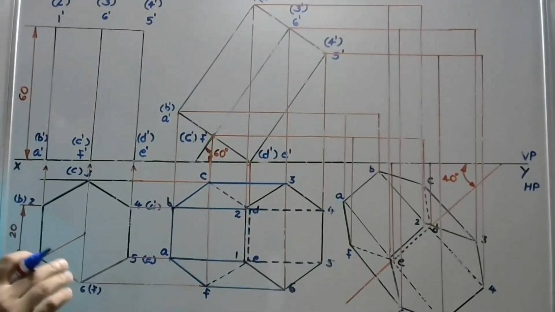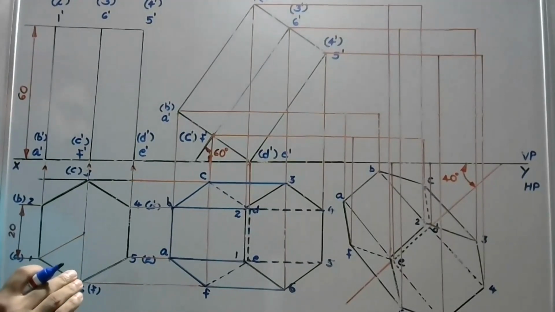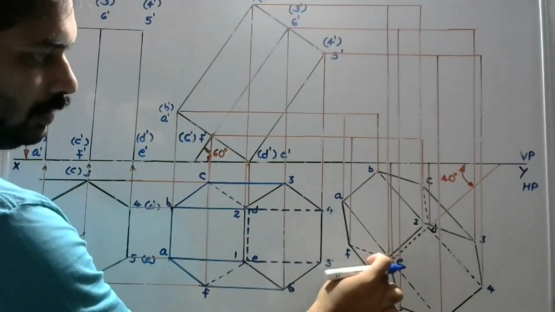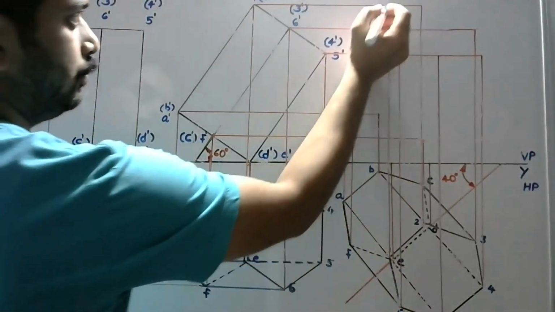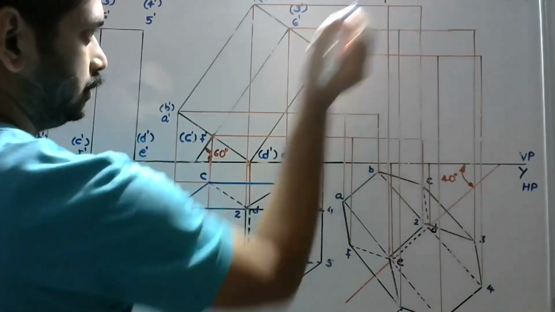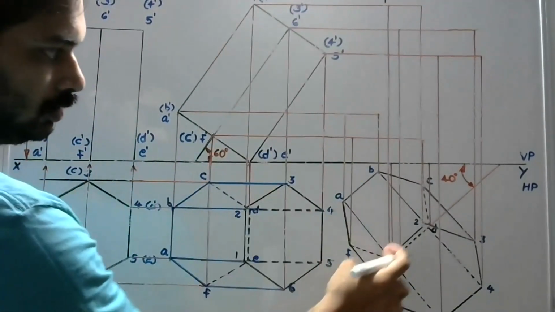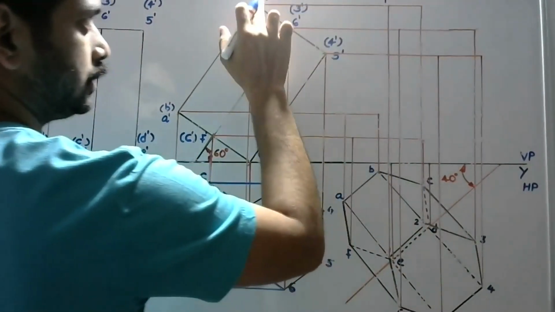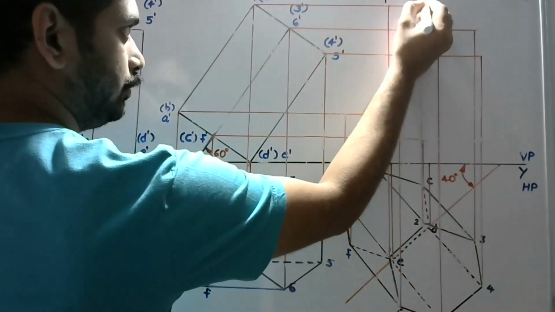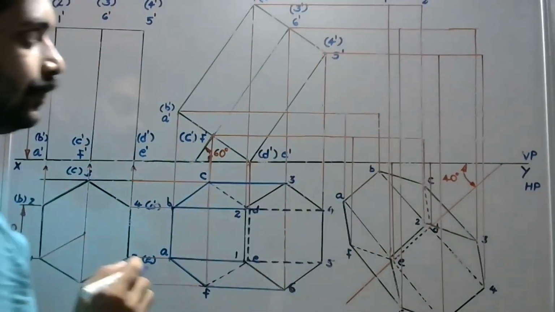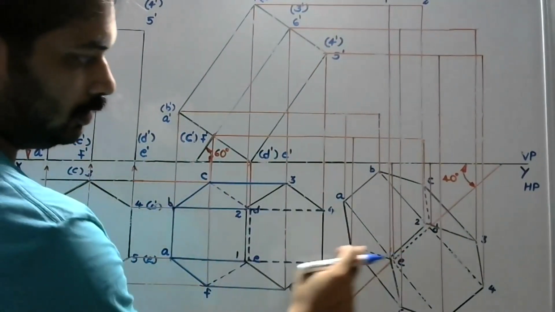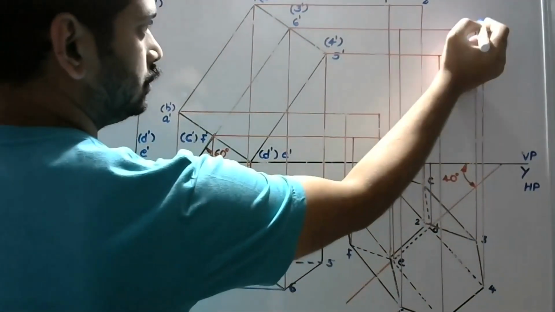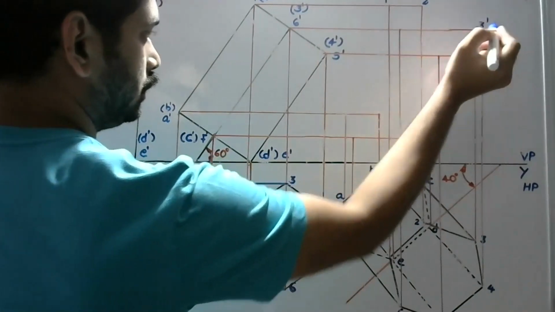First, we can mark the top hexagonal face. 1 dash, 1 here. The meeting point 1 dash is obtained. Next, 2 dash, 2 is this point projecting upward direction. Project line from 2 dash, the meeting point is 2 dash. Then 3 projecting upward direction. This point is 3 dash.